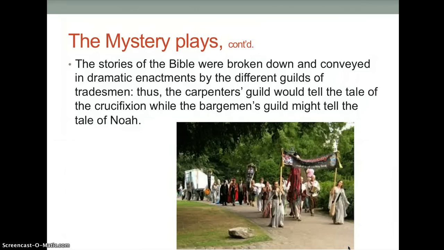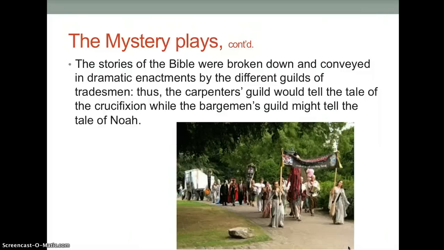So the stories of the Bible are broken down. There's the shepherd's tale. There's the tale of Noah. If you know the Bible well, you can probably imagine which stories would have been repeated in each cycle. And they were conveyed, as I said, by the guilds. And the guilds chose according to their trade.